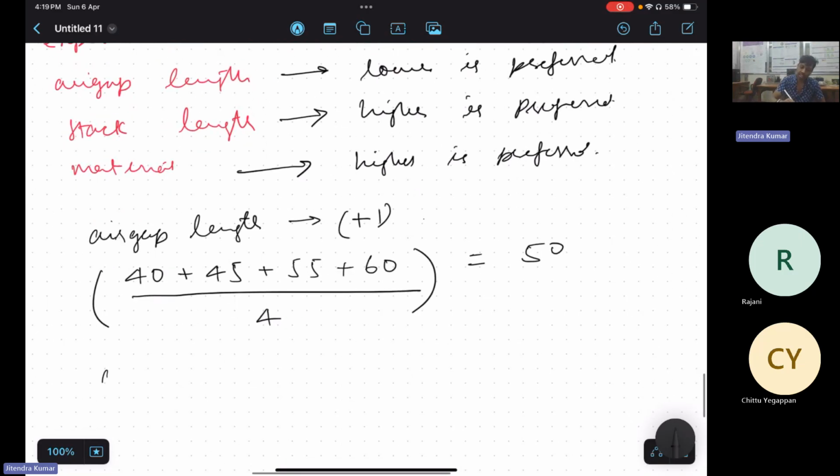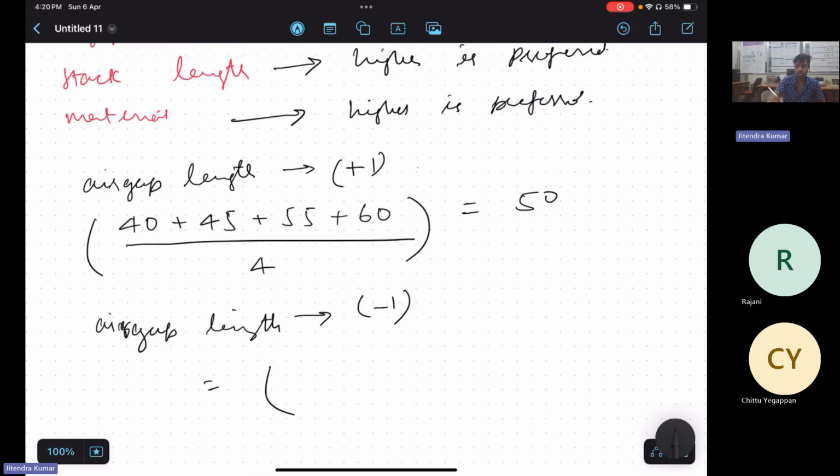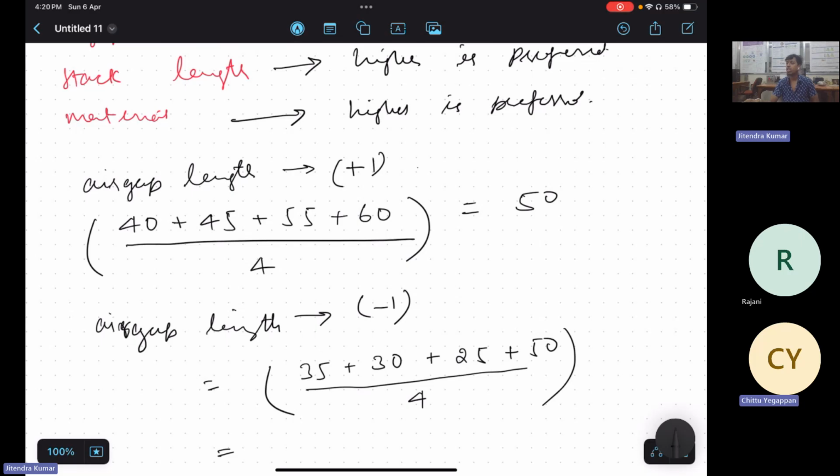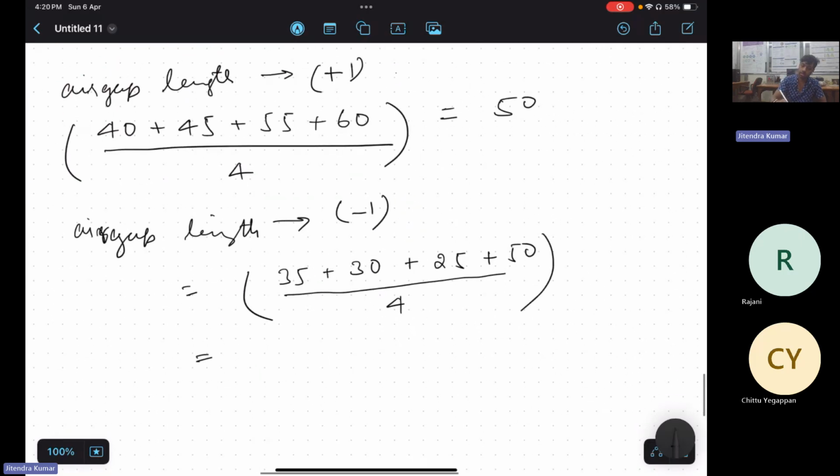Now, for air gap, corresponding to -1, it will be equal to 35 plus 30 plus 25 plus 50, divided by 4. How much will it come out to be? 35, sir. 35 Newton meter.